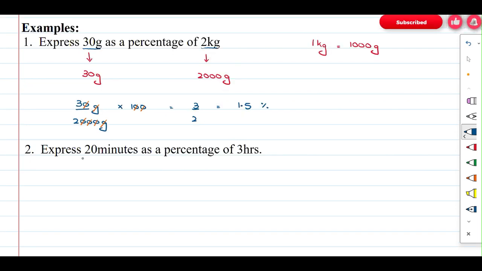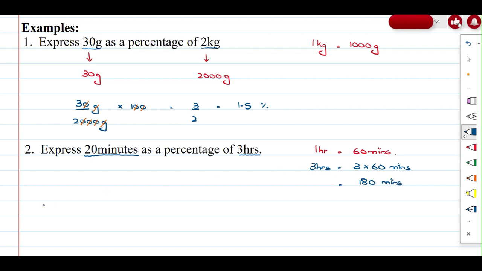Let's do another example. Express 20 minutes as a percentage of 3 hours. This is 20 minutes, but this is in hours. Use the conversion that 1 hour is equal to 60 minutes. 1 hour has 60 minutes, and what about 3 hours? For 3 hours, there are 3 times 60 minutes. 3 times 6 is 18, add a 0, so 180 minutes. There are 180 minutes in 3 hours, right?